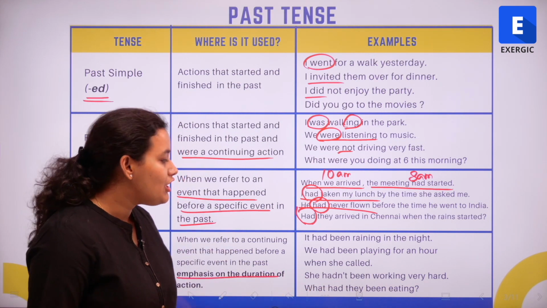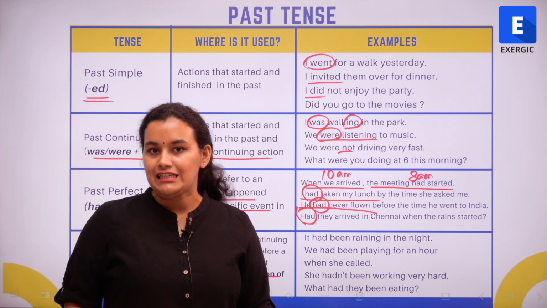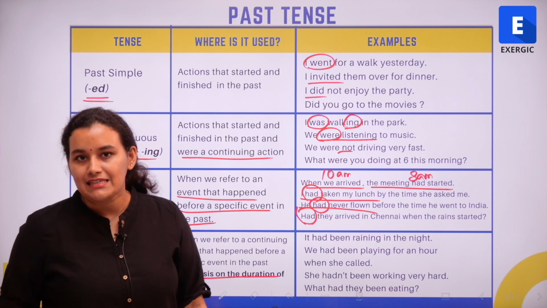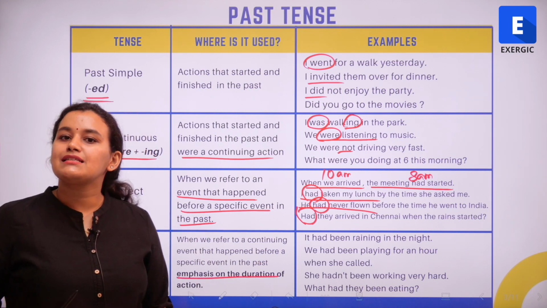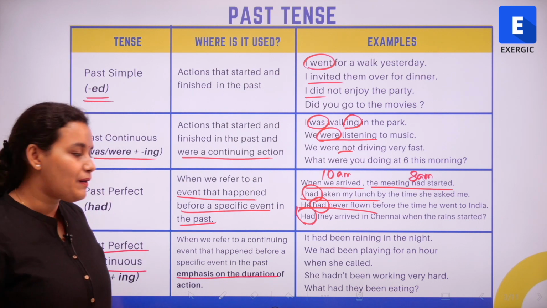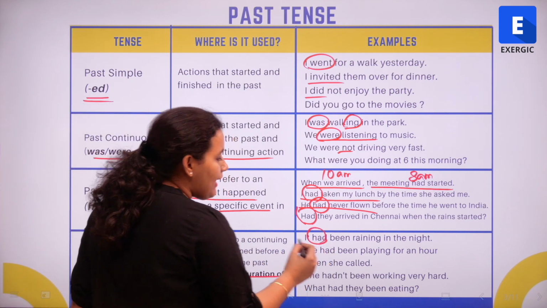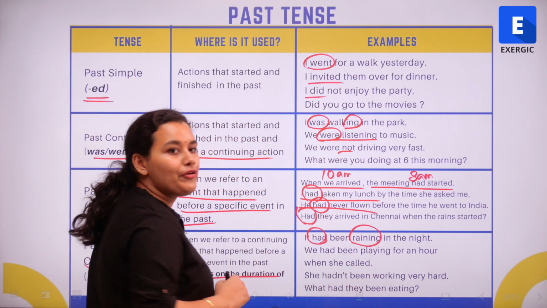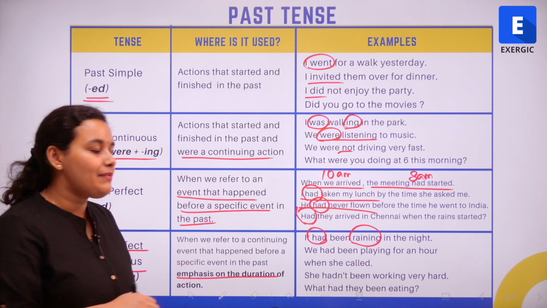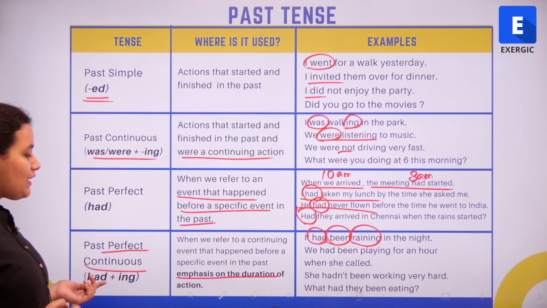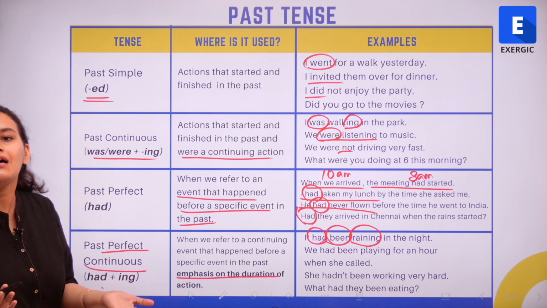A question: what had they been eating? Right? What had they been eating? How do I recognize the sentences in the perfect continuous past tense? So for the perfect part, I need to have a had, and for the continuous part, I need to have an ing of the verb, and to connect them, I'm going to have a been in between. So a had plus been plus an ing.